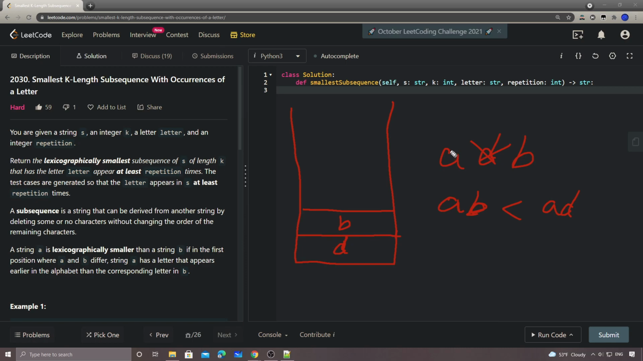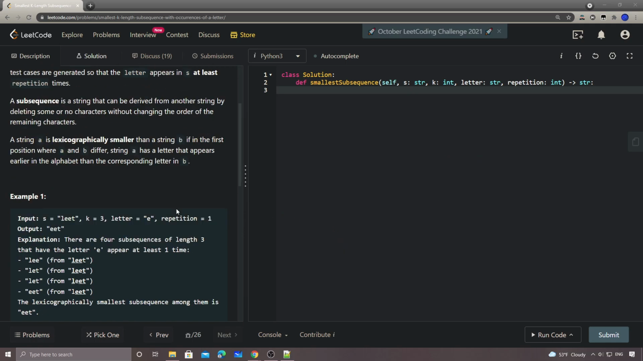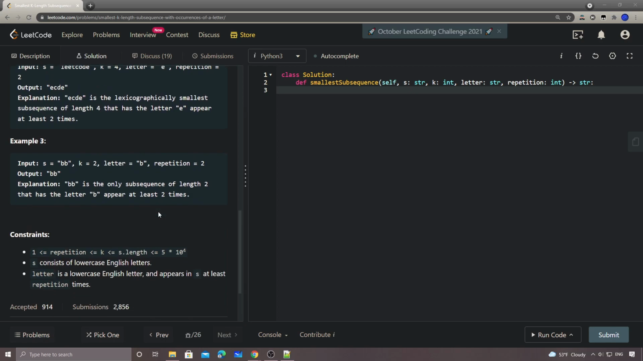So for 316, the constraint is that if we still have the letter we popped left in the remaining string, and the current one is smaller than that one, then obviously we can pop that out. Otherwise, we cannot pop, right? So that's that constraint. And let's come back to this problem.